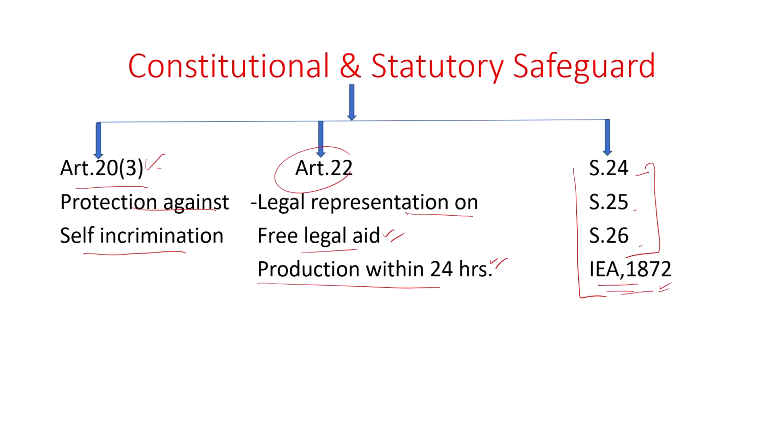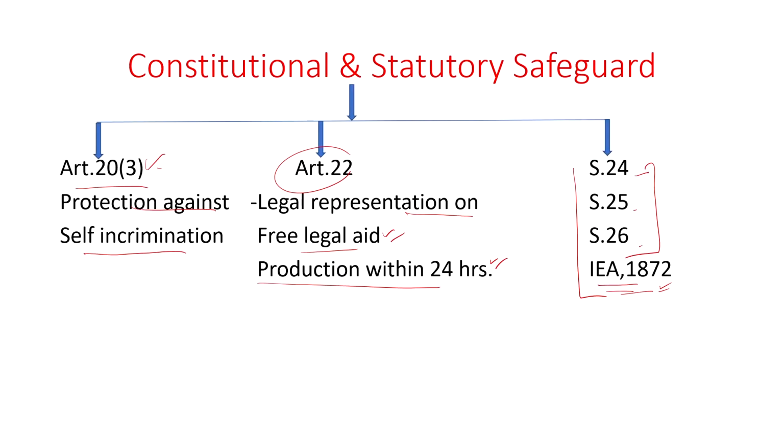Now, come to the second, article 22 of the Constitution, which is directly connected with the fundamental rights of the arrested person. Article 22 talks about how every arrested person shall be produced before the nearest magistrate within 24 hours from the time of arrest. This kind of provision may also be helpful in protecting the human rights of innocent persons. Right to free legal aid, right to legal representation.